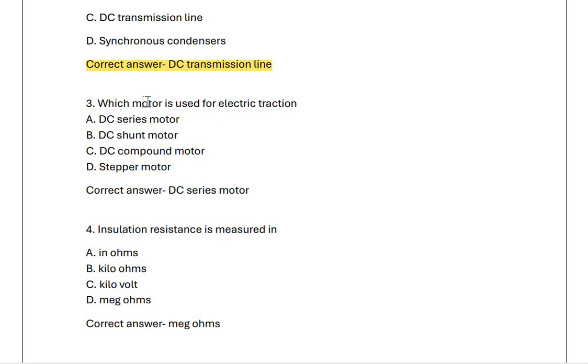3. Which motor is used for electric traction? A. DC series motor, B. DC shunt motor, C. DC compound motor, D. Stepper motor. Correct answer: DC series motor.